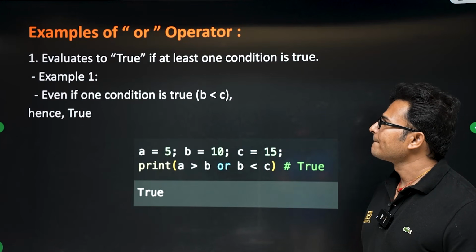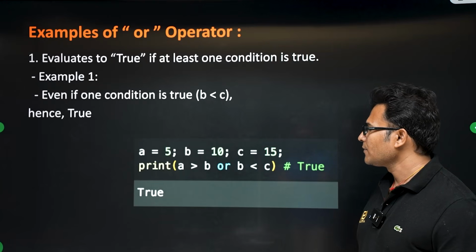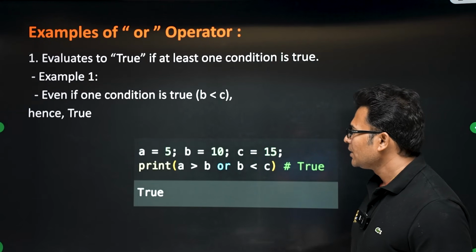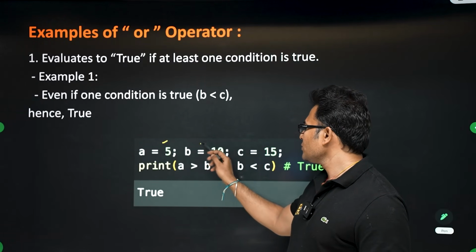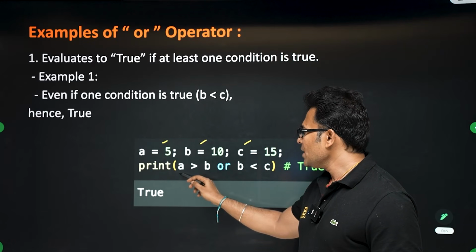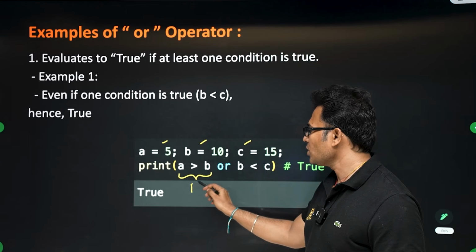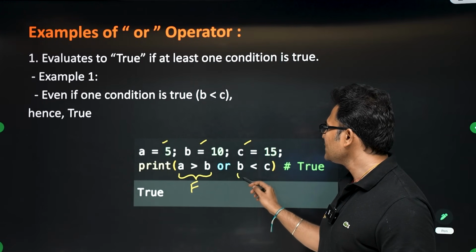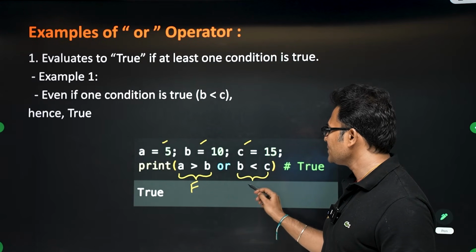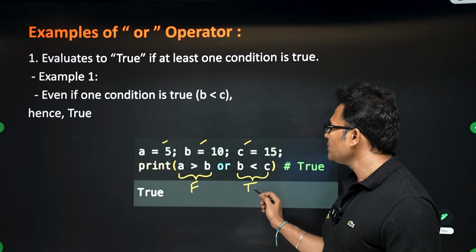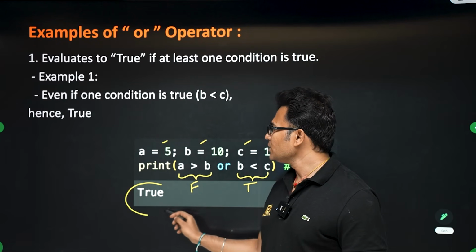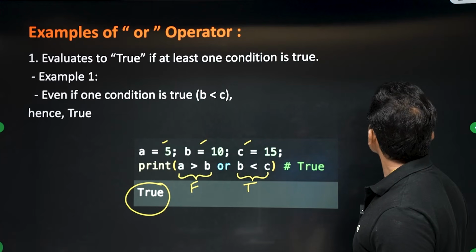Okay. Now coming to OR. A equal to 5, B equal to 10, C equal to 15. A is greater than B? A is not greater than B, right? It is false. B is less than C? Yes, B is less than C. It is true. One of them is true. That is why it is true.